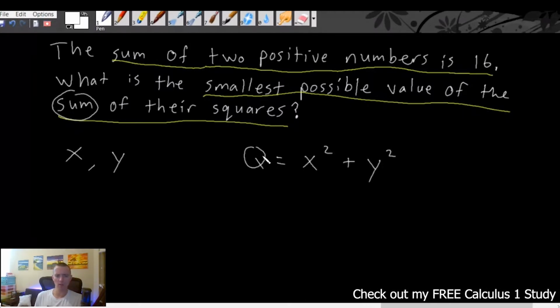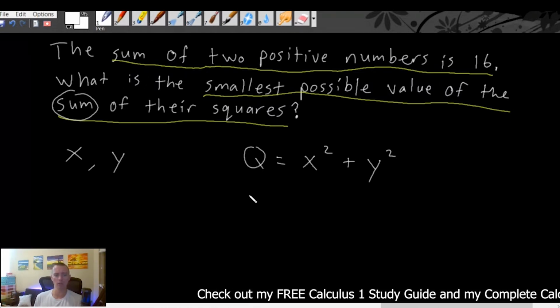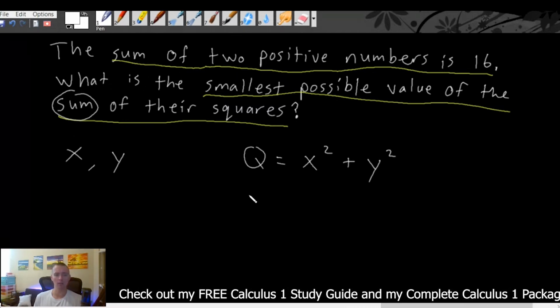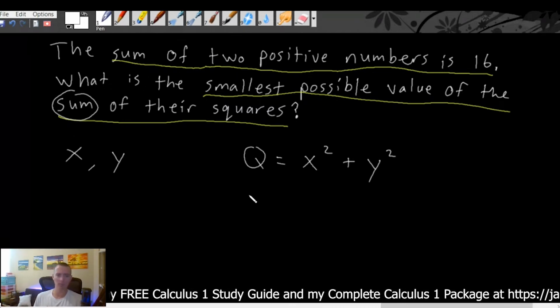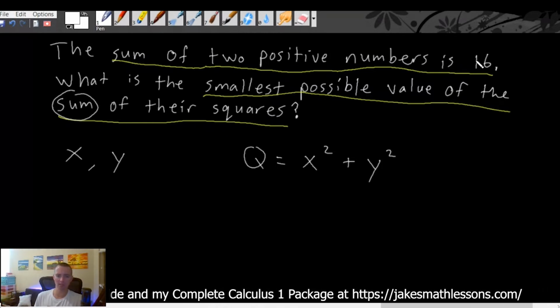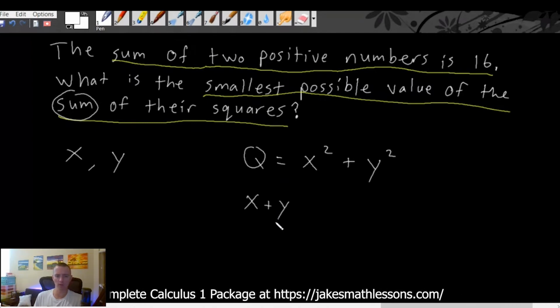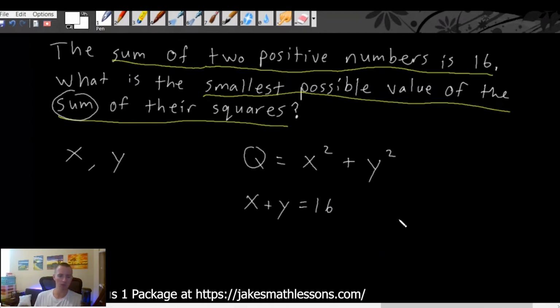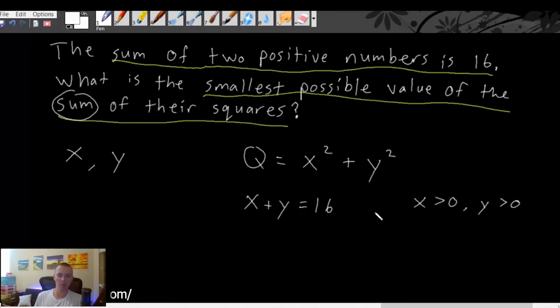The other equation we need to come up with is our restriction equation. What sort of equation is actually restricting these x and y numbers that we're looking for? Well, we're told that the sum of them is 16, so x plus y equals 16. We also know they're positive, so x is greater than 0 and y is greater than 0. That's not going to come into play until the end, in case we get negative x's and y's, which we can disregard. But these are the two equations that we want to use.